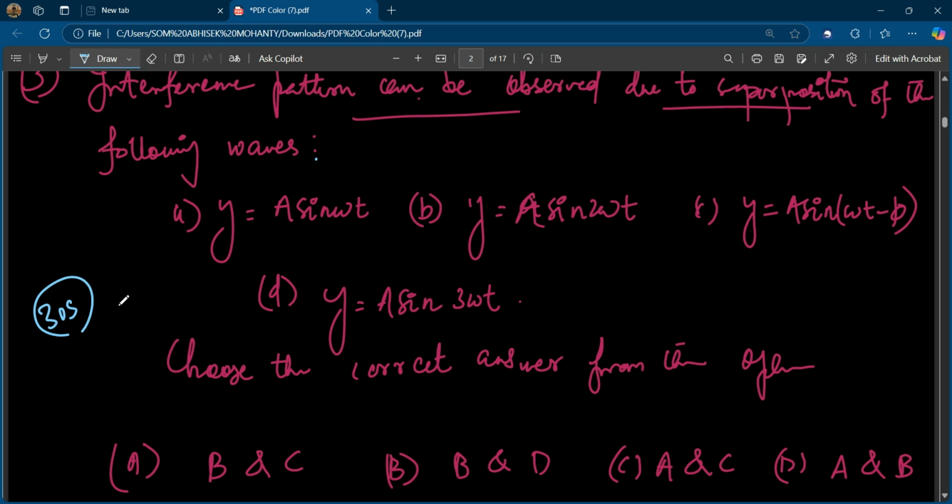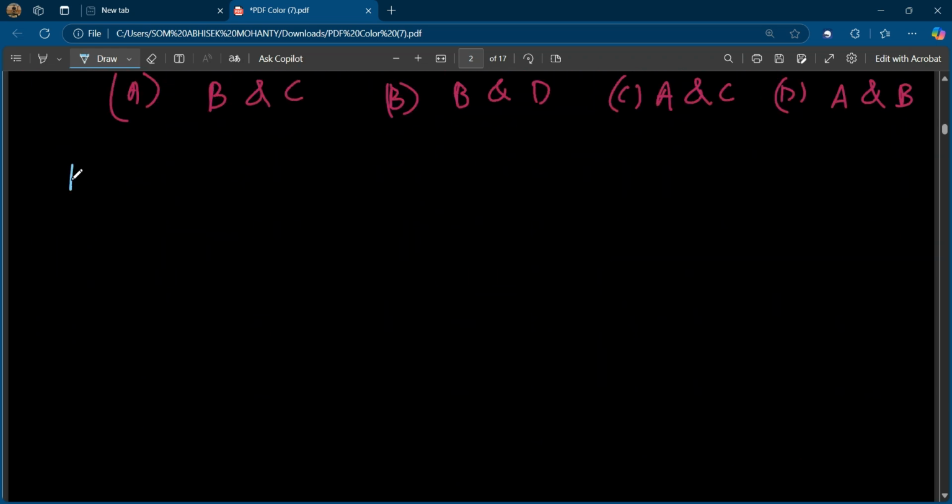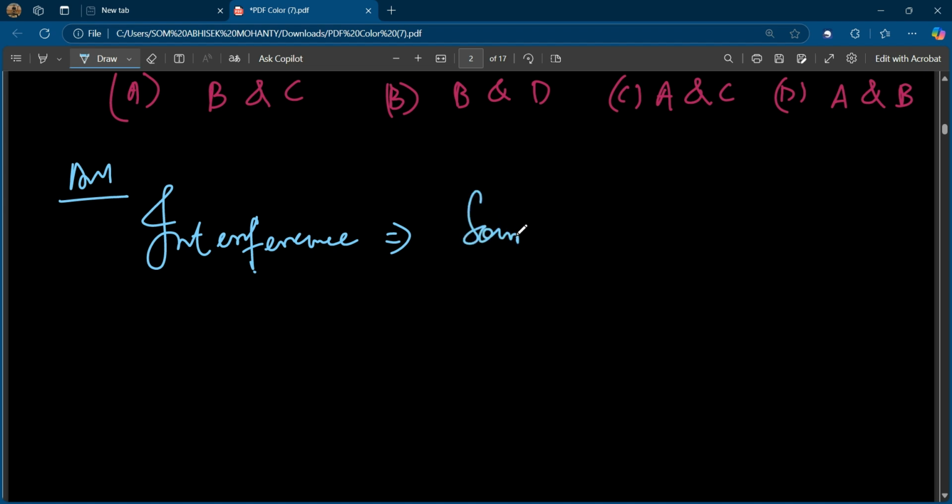Okay, first of all, let's do it. How to solve it? See, the condition of interference. What is the main condition of interference? The main condition of the interference is that the sources must be coherent. That is the main condition of interference. So how would I know where the sources are coherent?